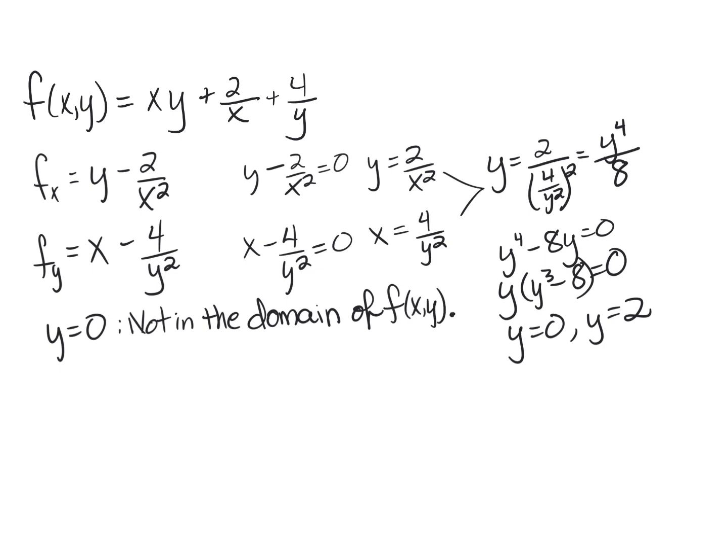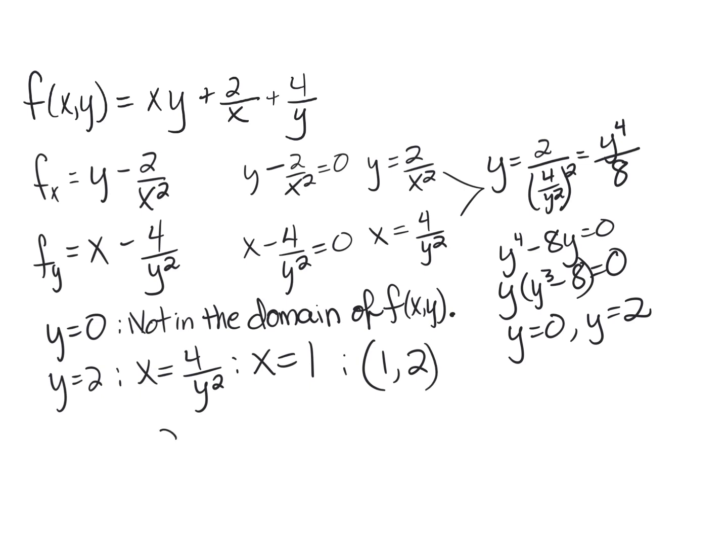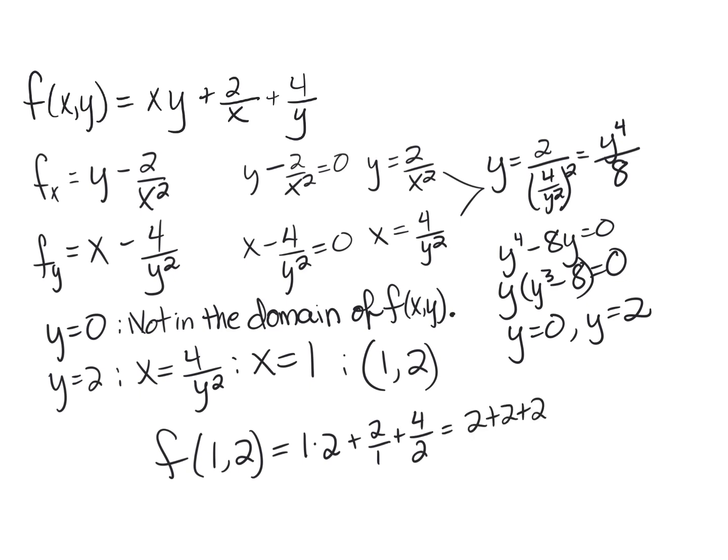Moving on to y equals 2, and now we're cooking with gas. If y equals 2, plug that in right there. You're going to get x equals 1. So we have the point 1, 2. We need to categorize that as a max or a min. Plugging it in to get its actual value, we're going to get 2 plus 2 over 1 plus 4 over 2. So 2 plus 2 plus 2 gives me 6.